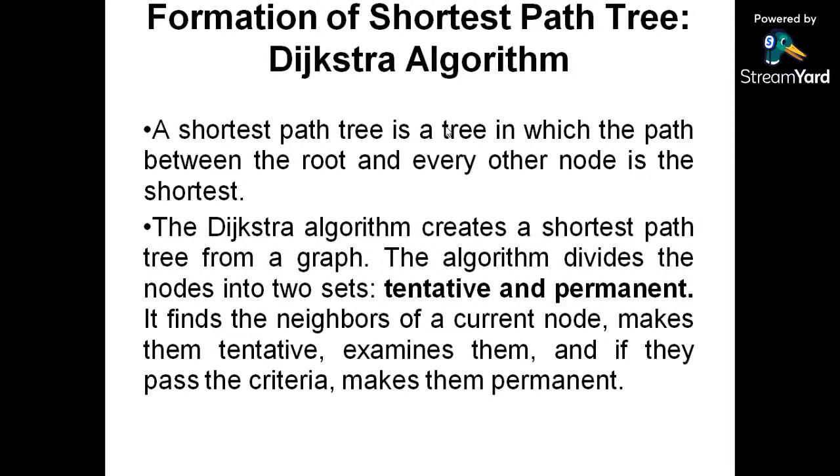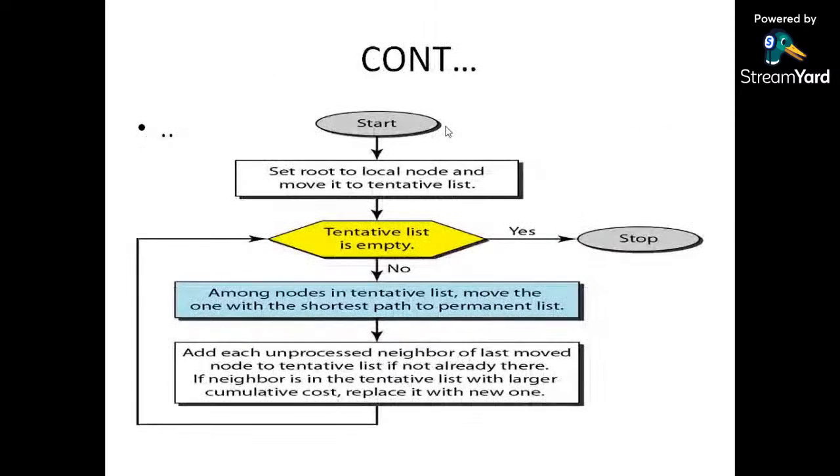The algorithm divides the nodes into two sets, tentative and permanent, that we see in the example. So it finds the neighbors of a current node, makes them tentative and examines them, and if they pass the criteria, makes them permanent. Now this is the process.